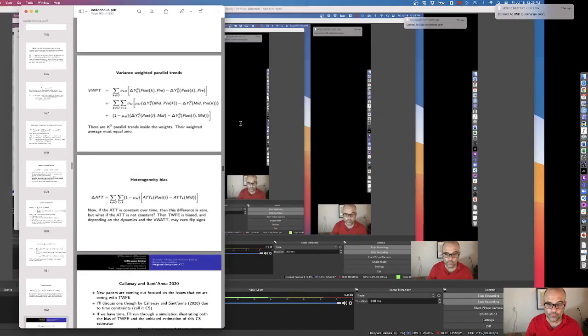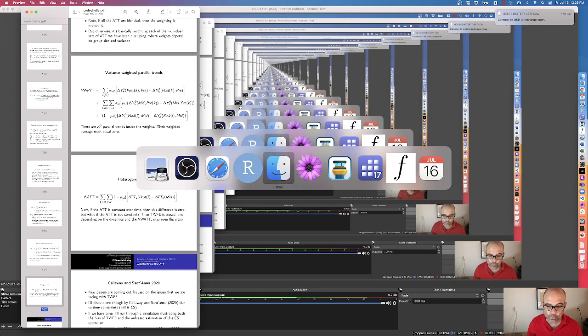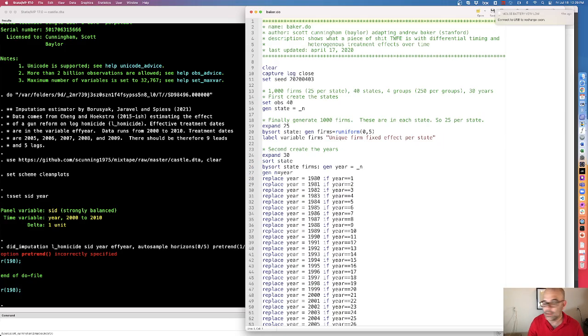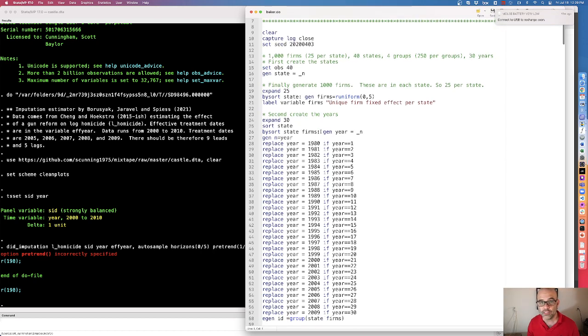So let us look at a scary example. What I'm going to do here is create in Stata. I've got a lot of R stuff, but I'm going to do this in Stata. First, I'm going to create a simulation.